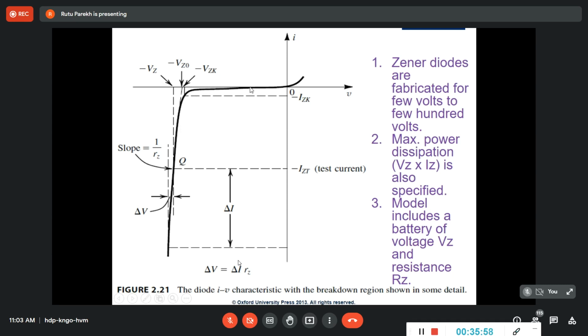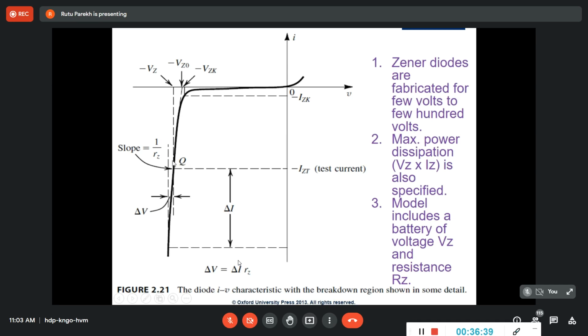I'm just repeating what we have done before. For this particular Vz, this is the current that is flowing. And what you see here is that if you draw a linear line, where it cuts is VZ0. Mostly VZ0 and VZK have little difference, but they are almost the same. And even if the current is varying by delta I, delta V is very little. And this is how it is given: because of delta I, there is a variation of delta V.